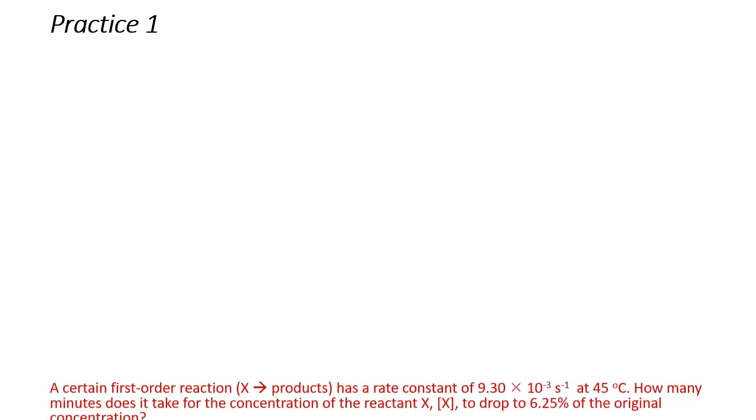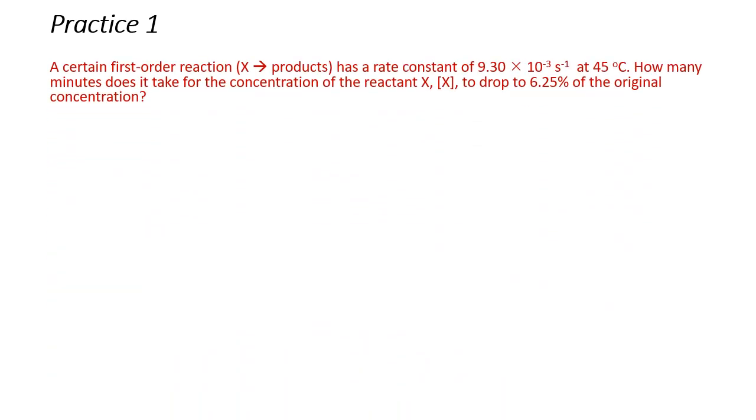Now next we will go to some practices for the half-life. First question: a certain first-order reaction has a rate constant of 9.3 times 10⁻³ seconds minus 1 at 45 degrees Celsius. How many minutes does it take for the concentration of the reactant to drop to 6.25% of the original concentration? So now we will go to the solution.